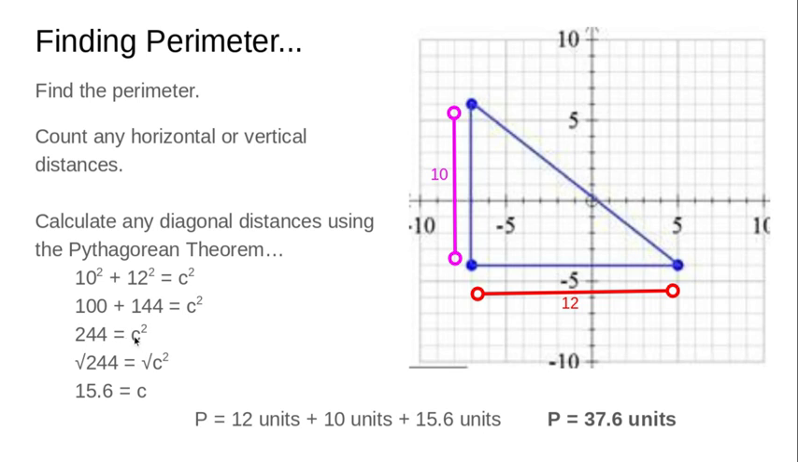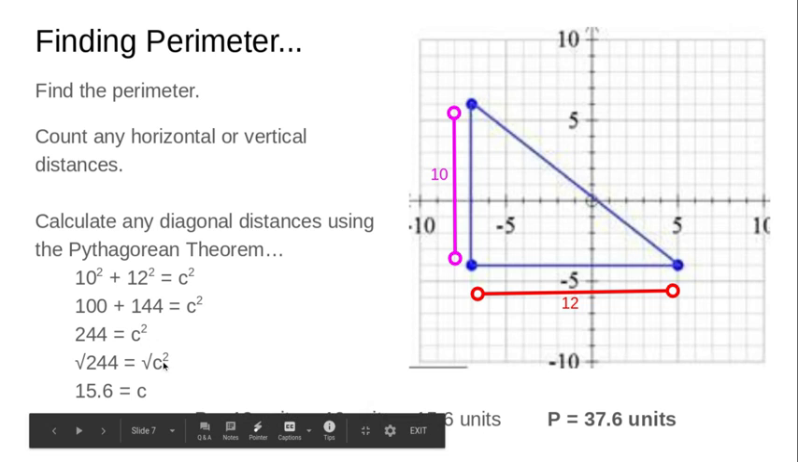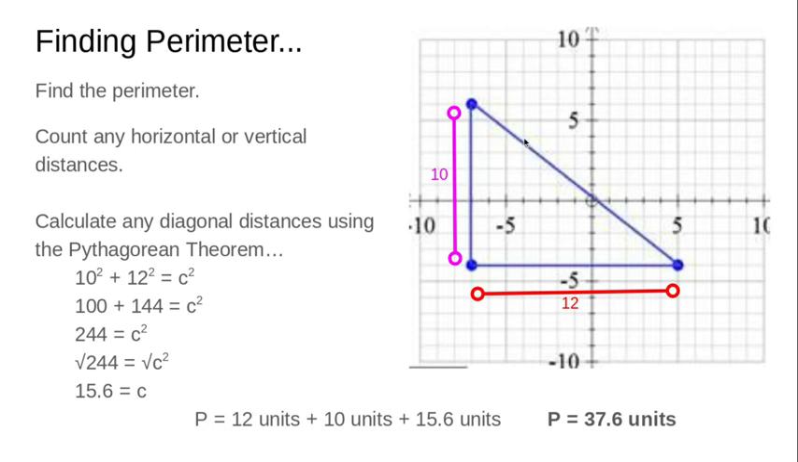Now remember, that is equal to the c squared, not to c itself. So we will need to take the square root to get rid of the squared, since square roots and squares undo one another. So if I take the square root here, I have to take the square root here as well. So the square root of 244 is 15.6. So the length over here of this hypotenuse is 15.6. Start wherever you want, add them up. This time I started down here, went 12, 10, and 15.6, and we got 37.6, and since we weren't told a unit, we just say units.